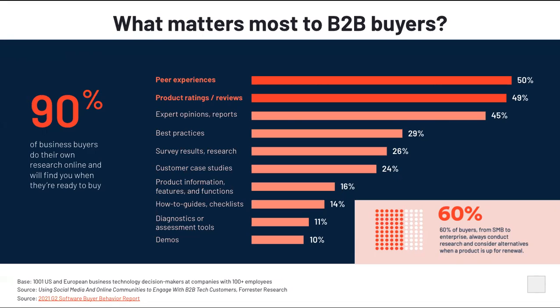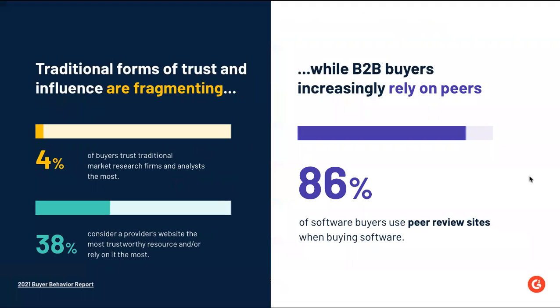G2's 2021 software buyer behavior report shows that 60% of buyers across segments are always conducting research and considering alternatives when a tool that they're using now is up for renewal. So maybe your customers are coming to G2 to leave you a review, but it's possible that they're also reading reviews from their peers. Current customers are using reviews, including those of your competitors, to make decisions about their renewal. And that leads us directly to this next statistic.